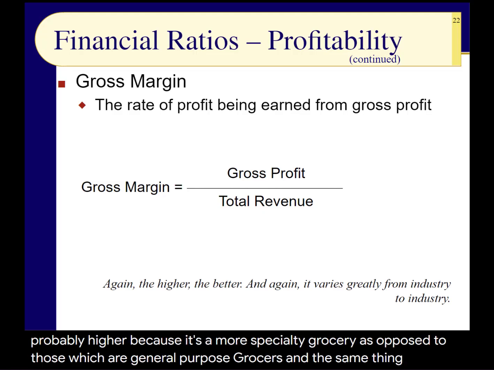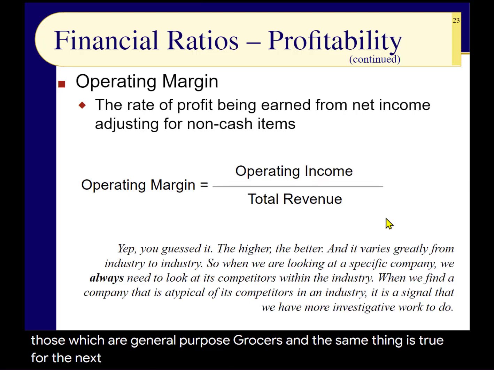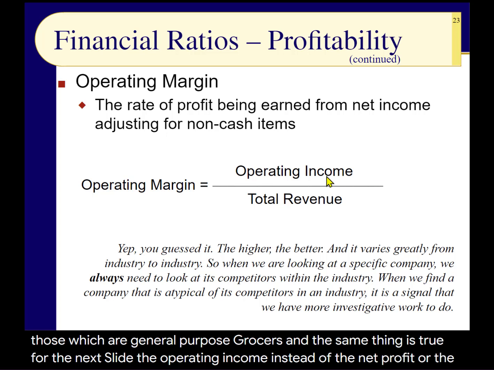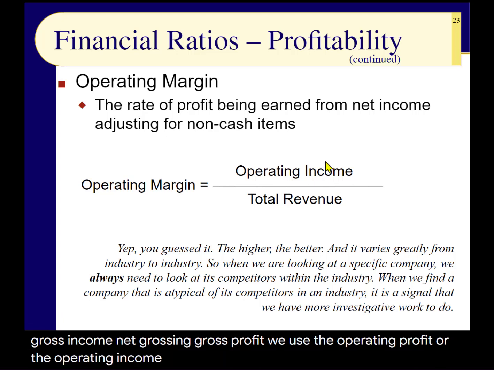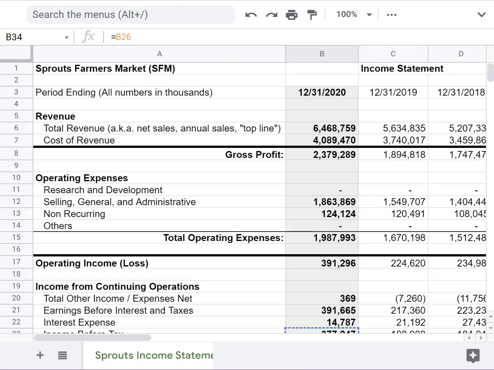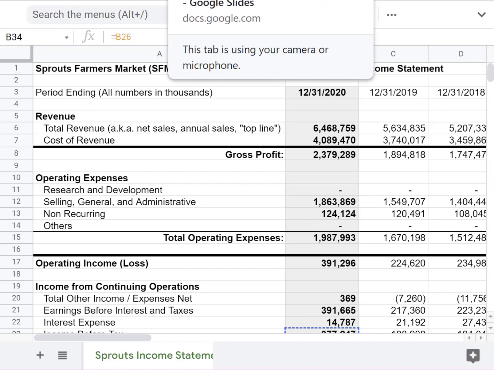And the same thing is true for the next slide, the operating income. Instead of the net profit or the gross profit, we use the operating profit, or the operating income. So we run over to the income statement and we see that the operating income is 391,296. We divide that by the top line number of, wait a minute, my number's not right. I just know it's not right. I got the wrong operating income. That's the problem. I wrote down the wrong operating income.